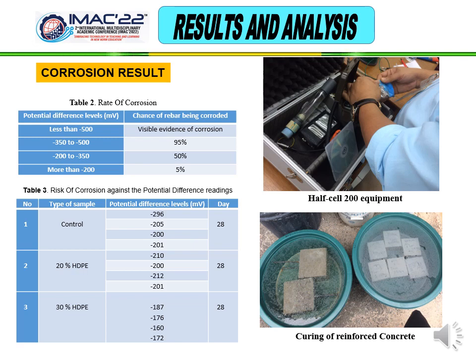And by looking at this corrosion rate table, it can be said that there is only a 5% chance of the rebar being corroded. This result is very good and shows that 30% HDPE has potential use in concrete mixing.